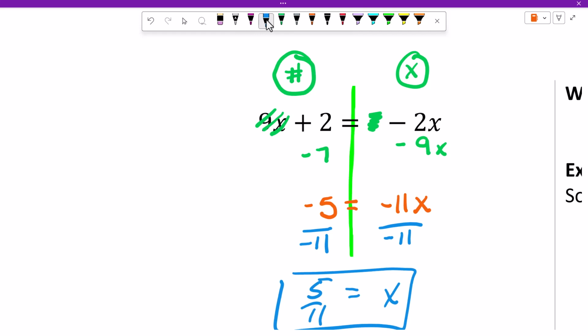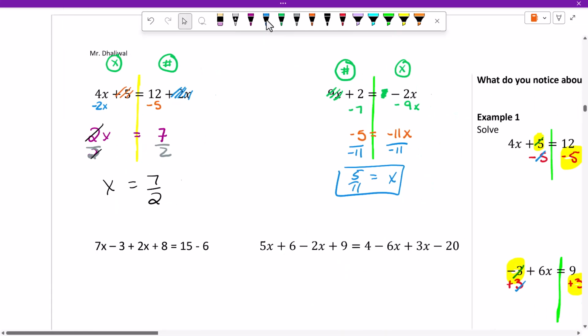Now if we move the x's to the other side in this question, the x would have been positive. We wouldn't have to worry about this extra negative sign. It doesn't really matter. It just makes it slightly easier. All right? Okay.